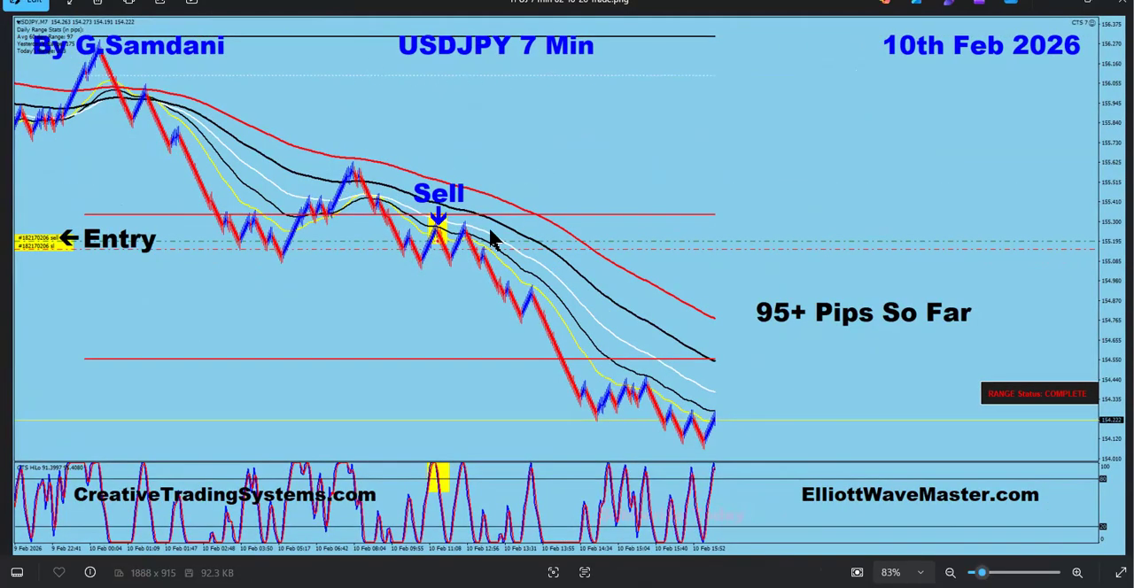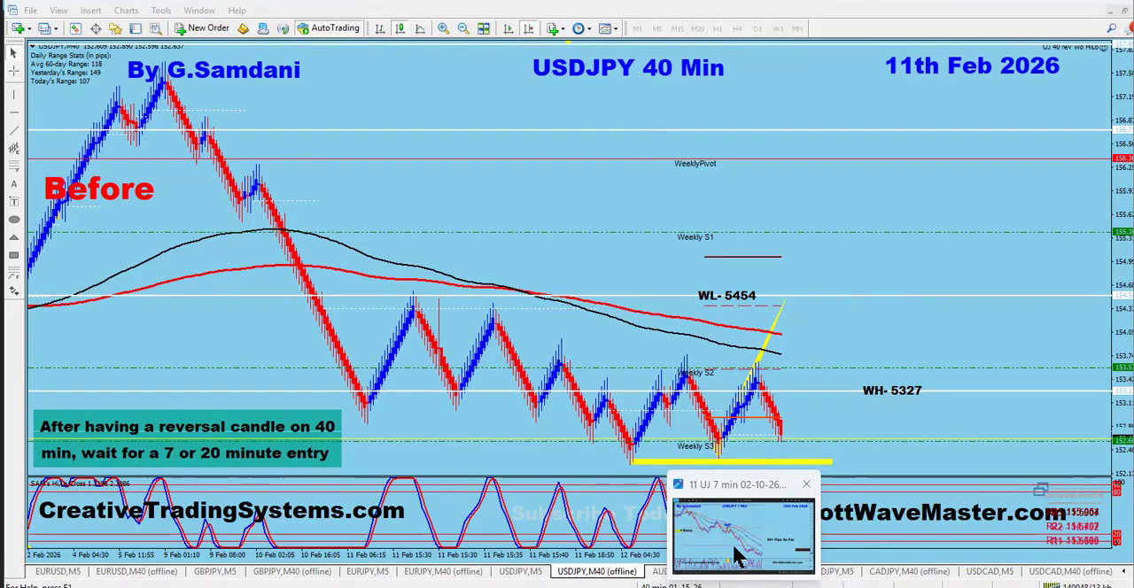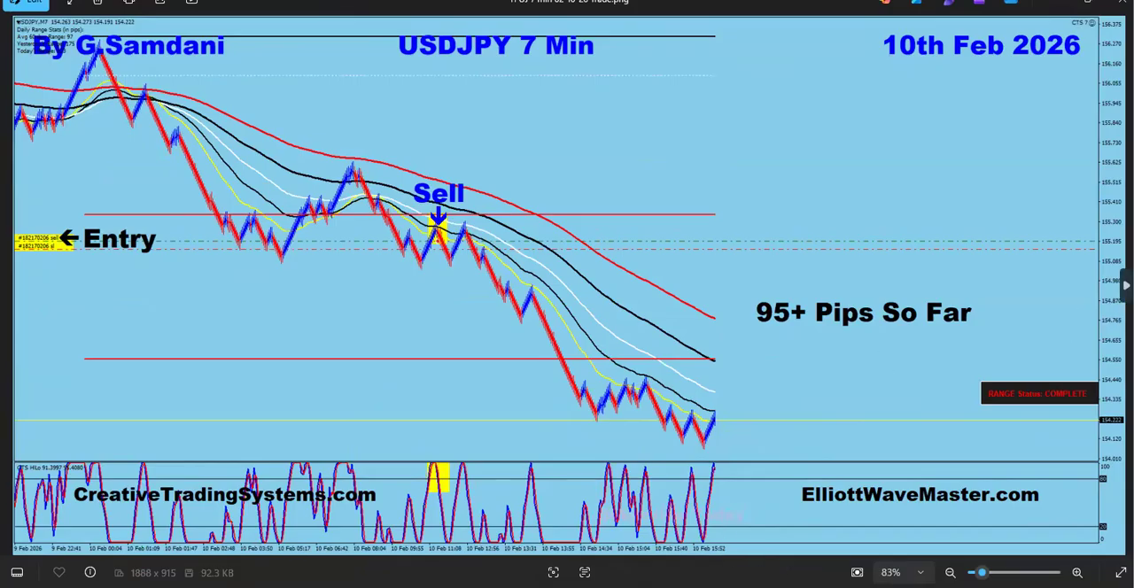USD Yen from 7-minute entry. See, you get two entries, 7-minute and 20-minute. All my 40-minute chart, let me show you. See, this is what it is, right? So when it says USD Yen 40-minute chart, after having a reversal candle, first entry from 7, second entry from 20. So that's why you see that I have a 7-minute entry and then a 20-minute entry. So this is what it is.